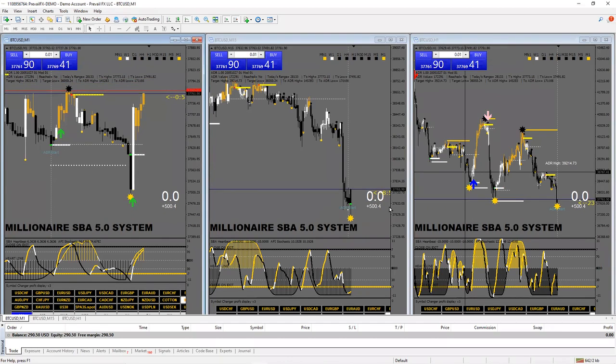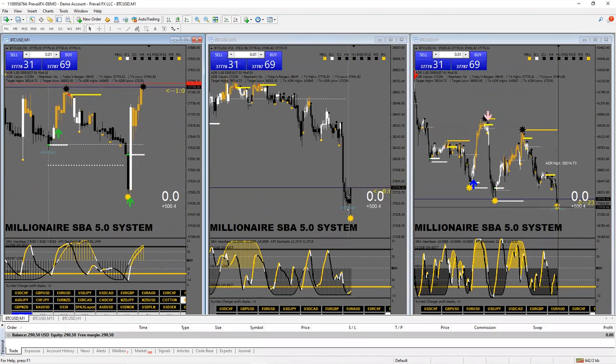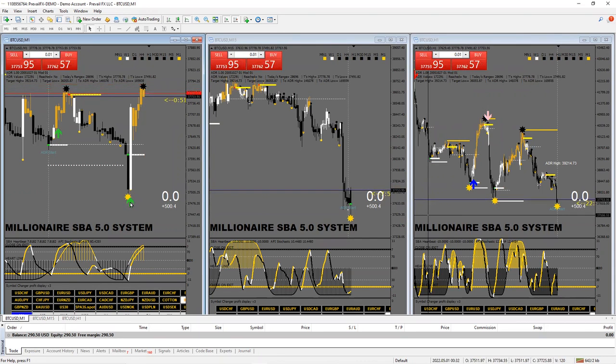And guys, remember what I told you over here with the stars? These stars over here on the 15-minute and the 1 hour. I told you the change is coming. And boom, there it is.